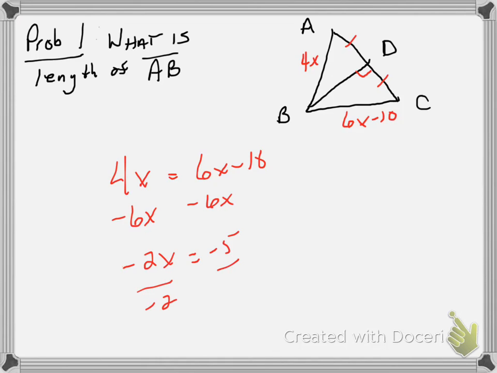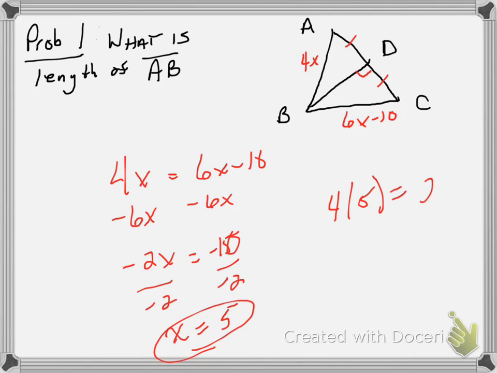Divide by negative 2. I'm sorry, negative 10. A step ahead of me. And then x equals positive 5. That's where I got my 5. Like I said, I was a step ahead. So when x equals 5, if I'm trying to find the length of AB, I have to substitute it back in. It's 4 times 5, which gives me 20.